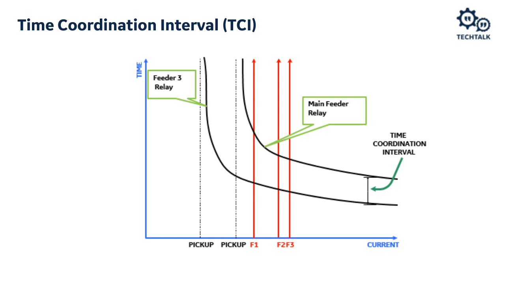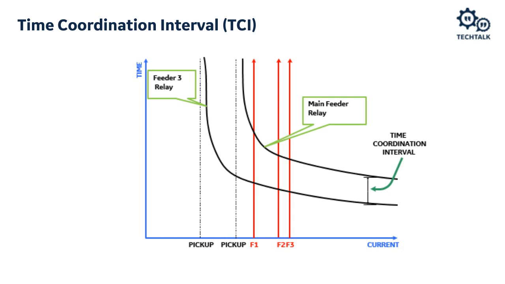We want some margin between those two curves. And so that margin is called the time coordination interval or the coordinating time interval. So I may use those two terms interchangeably. But you can imagine now, if you look at the fault at F1, the red line there, that's a particular fault current with current along the x-axis and time along the y-axis. You can see that the curve on feeder relay 3 is going to trip feeder relay 3 before we get a chance to trip the main feeder relay, which is what we want.